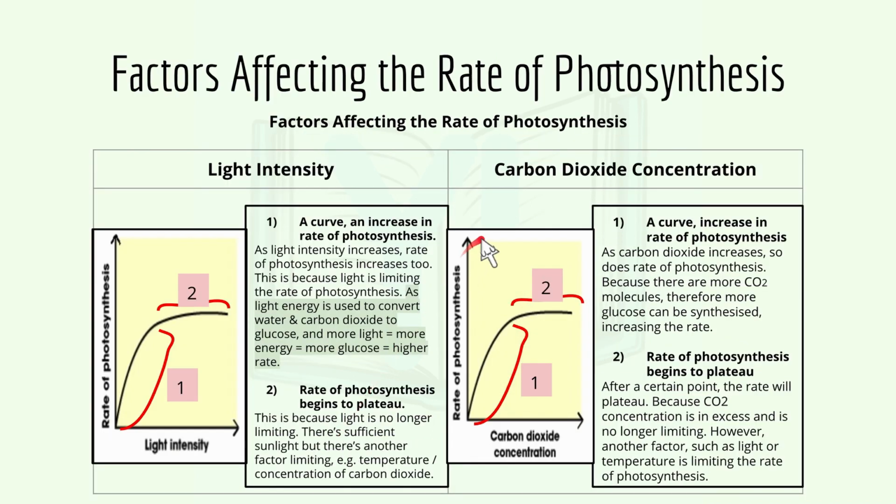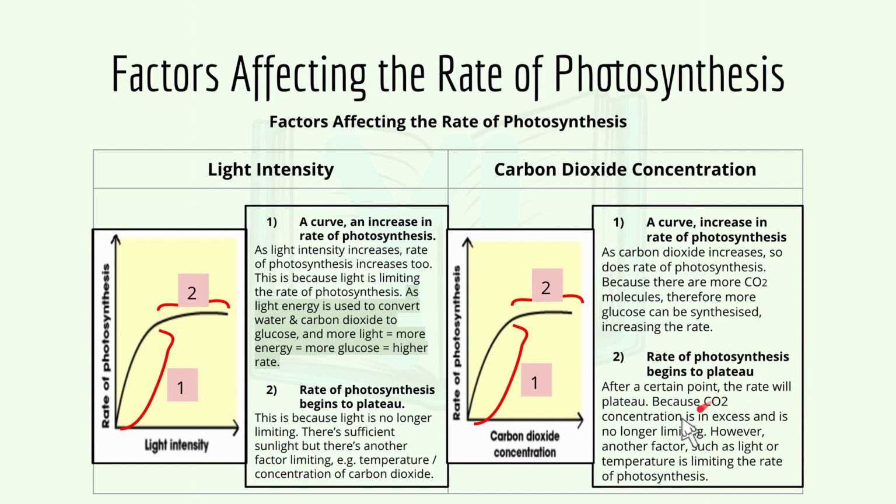Moving on, we have factors affecting the rate of photosynthesis. Here we have light intensity, and a curve for light intensity and the rate of photosynthesis. You can read the description for part 1 and part 2 respectively. Here we have carbon dioxide concentration on the x-axis, and the y-axis is the rate of photosynthesis. Similar to this one, you can read part 1 and part 2 respectively.